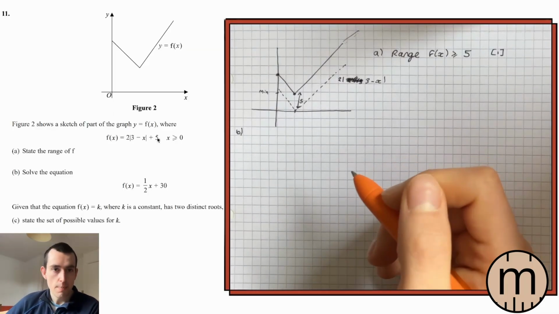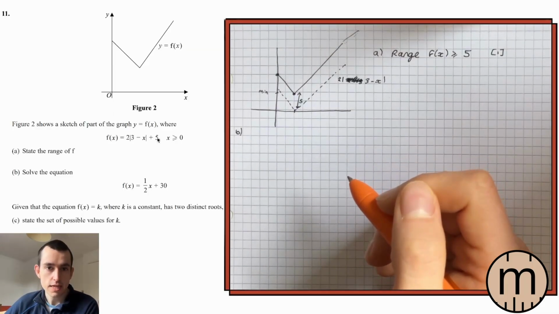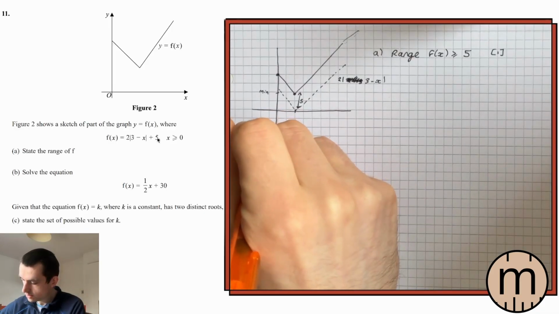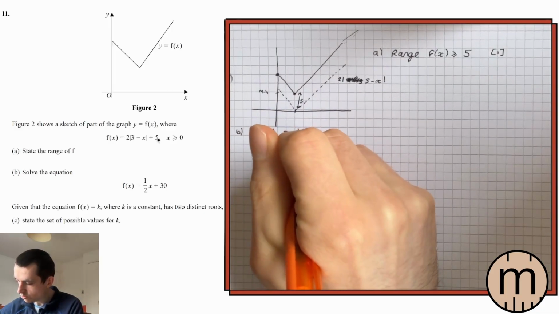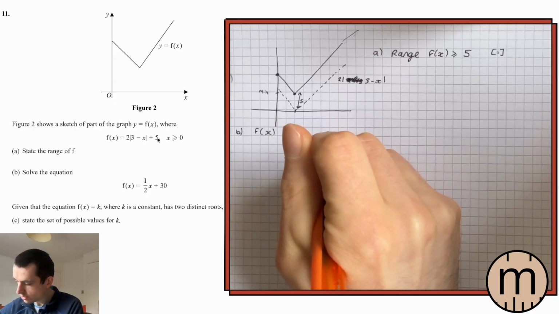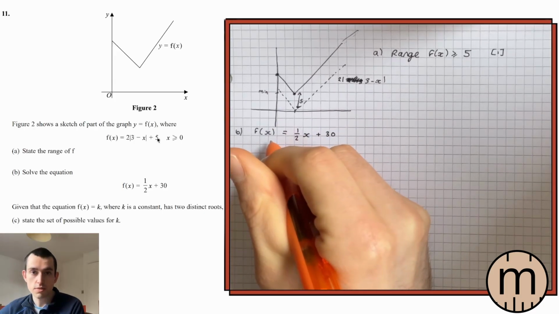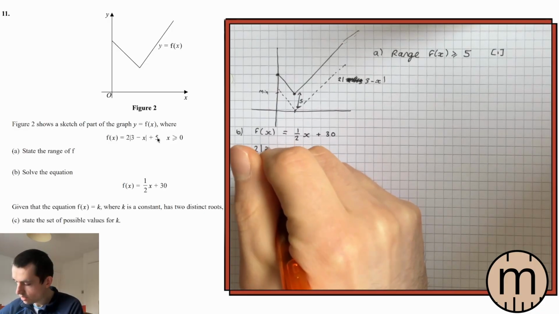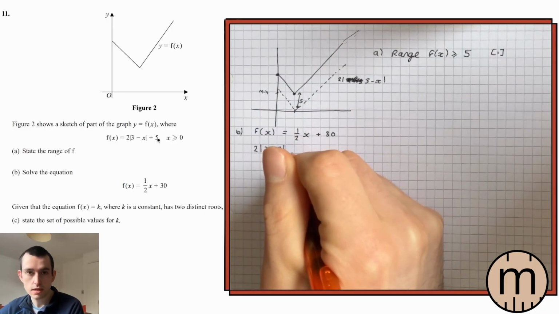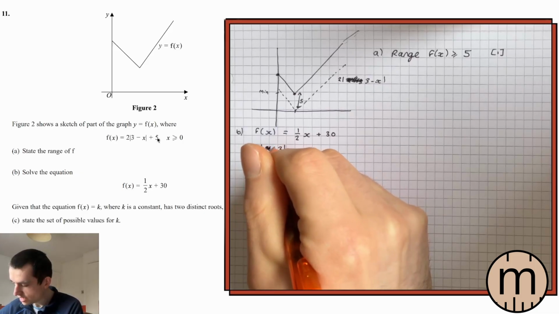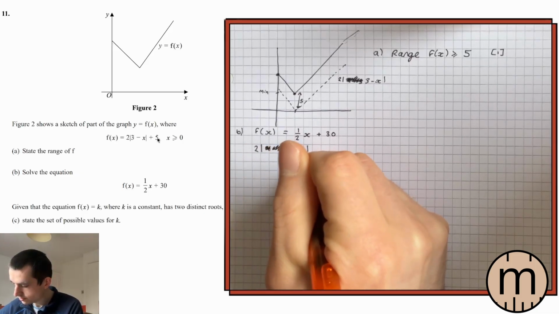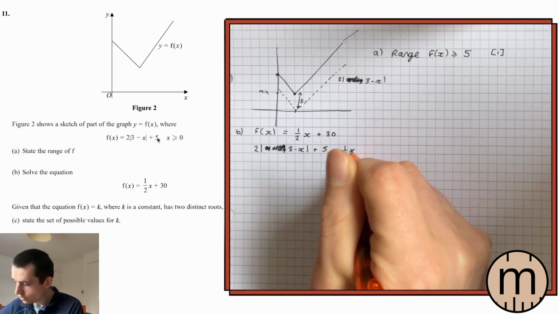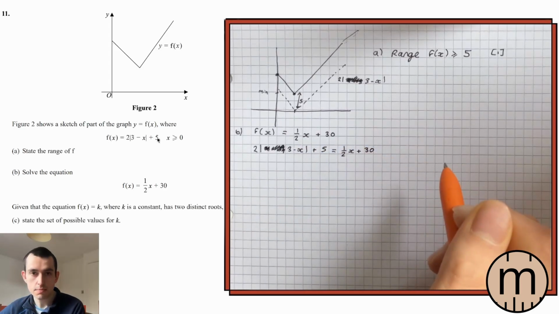What does part B say? Part B, solve the equation f of x is equal to 1/2 x plus 30. So f of x is equal to 1/2 x plus 30. First thing I'm going to do, I'm just going to write f of x in. 2 modulus 3 minus x plus 5 is 1/2 x plus 30.